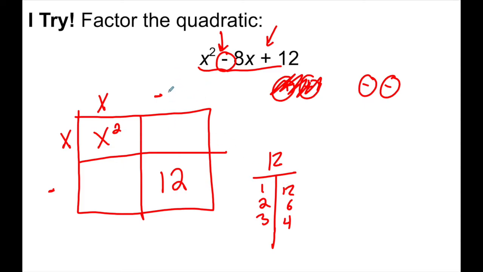Okay, so I can see that if I plug in -1 and -12, they will multiply to get 12, but then when you add these, you're going to get -x and -12x. That's not going to work out. But notice when I do 2 and 6, watch what happens. When these combine, you get negative 8x.